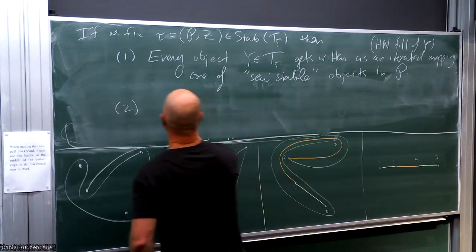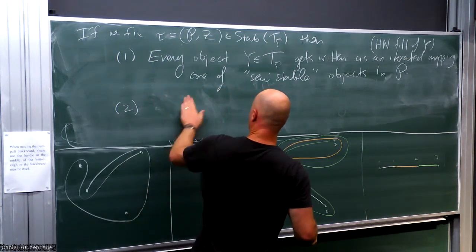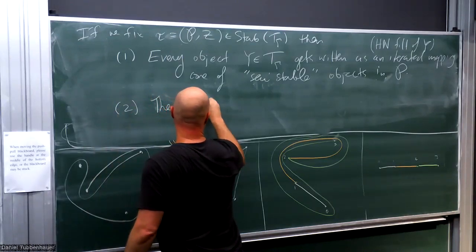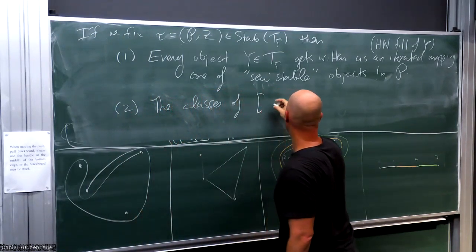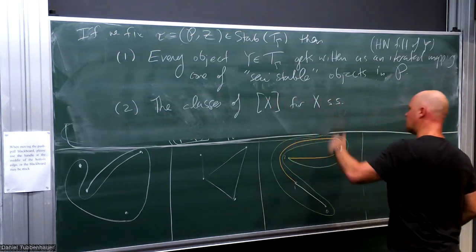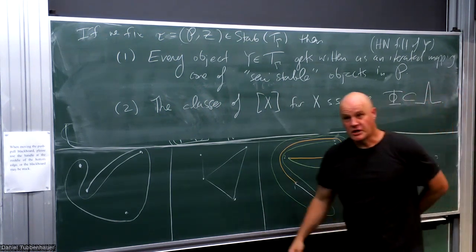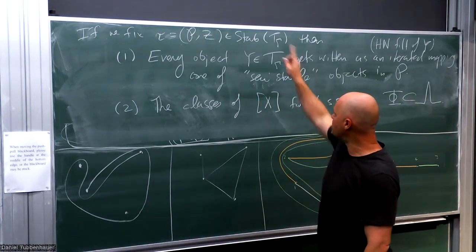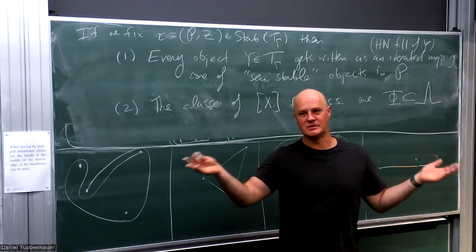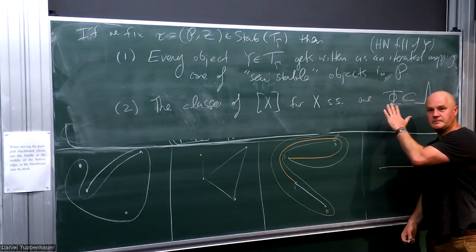Two, the classes in the Grothendieck group of the indecomposable semi-stable objects are exactly the roots. So this is a big black box, but you should think that if you fix a stability condition, every object in the category gets expressed as a sum of roots. I mean, literally, it gets expressed as an iterated mapping cone of semi-stable objects, but each semi-stable object corresponds to a root.